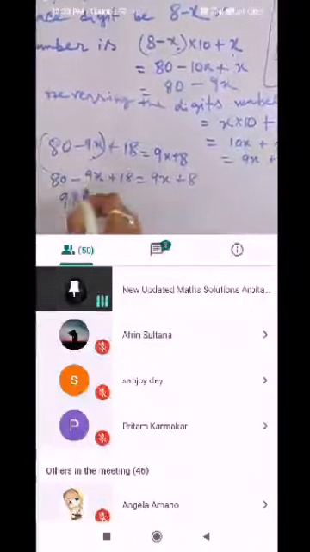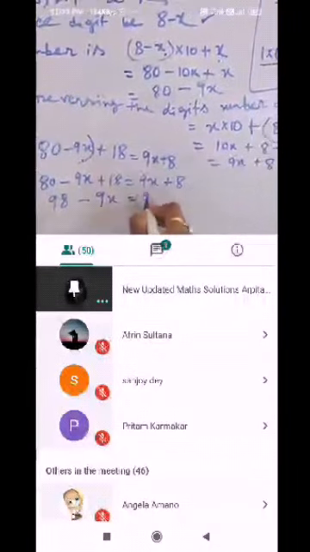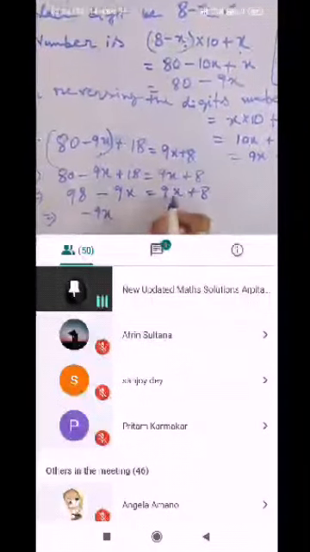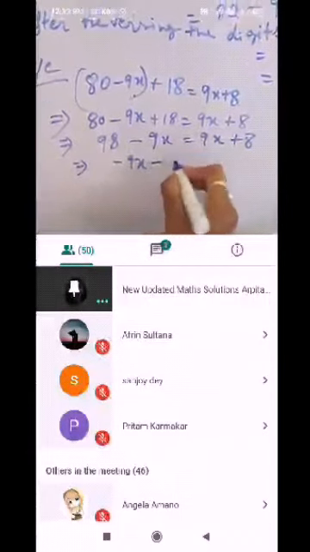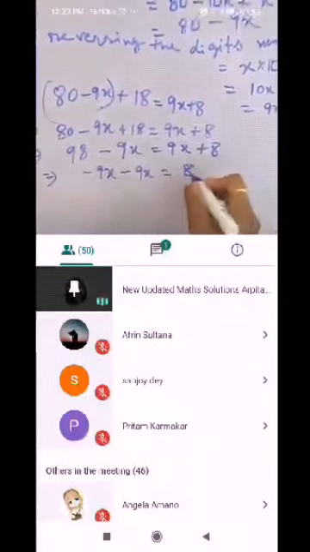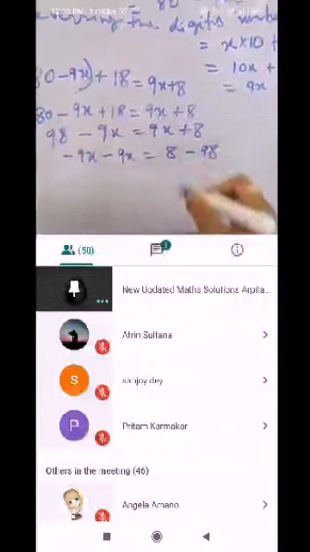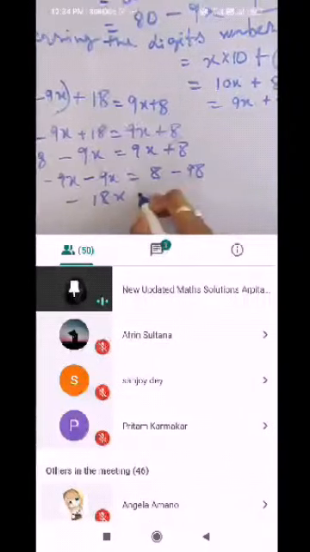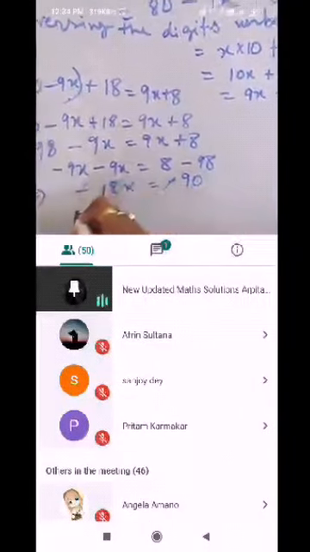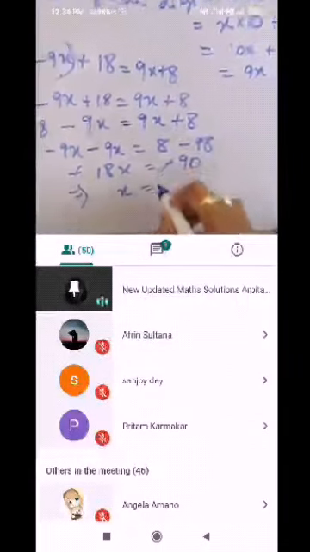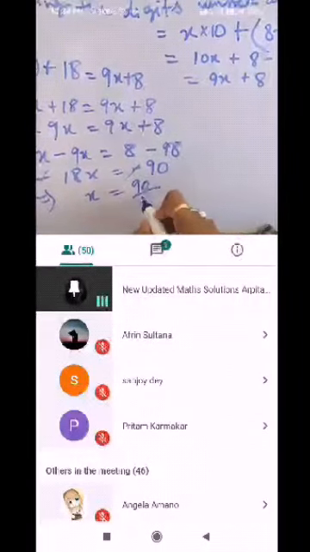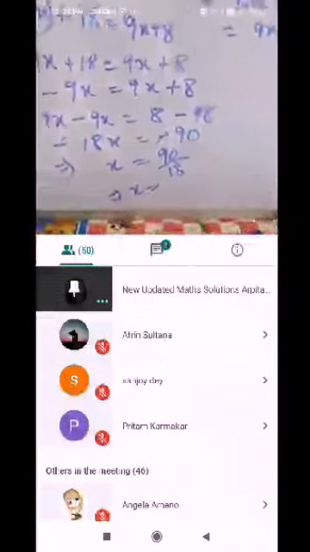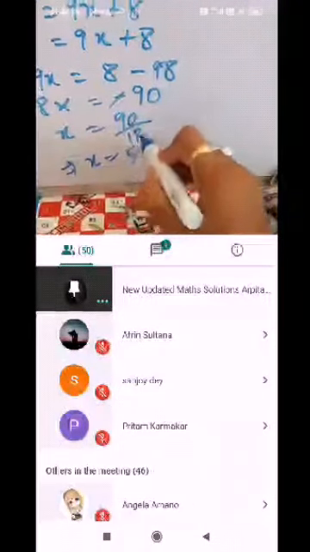Then after calculating this, the x terms will be on one side. That means minus 9x, this 9x will be on the left side. Here is 8 and this will go here, minus 98. Minus 18x equal to minus 90. Minus minus can be cut. Then x equal to 90 by 18. Then x equal to 5.